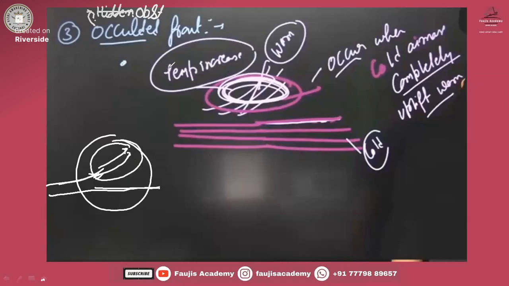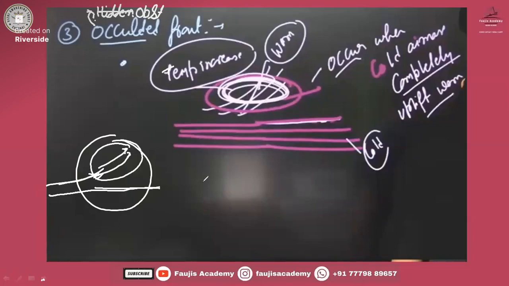So here what will happen? That condition will mostly be due to the temperature increase. Okay. So this warm occluded front occurs when the cold air mass completely uplifts the warm air mass. So that means this cold air mass is completely occupying this place, and the warm air mass lies in this upper part. So that is the occluded front.